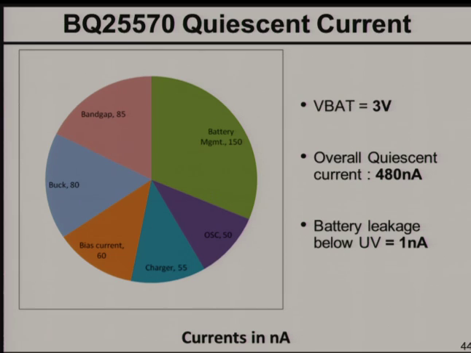So if you look at the typical current breakdown of the overall energy management IC, the band gap is duty cycled within the system, and so overall it only consumes 85 nanoamps or so. The buck converter and the bias current blocks consume around 140 nanoamps. And you can see overall everything is optimized critically to keep the overall quiescent current of the system down. And once we reach the under voltage threshold, the system has an inbuilt switch which decouples the storage from everything else, and you go to less than a nanoamp of leakage.